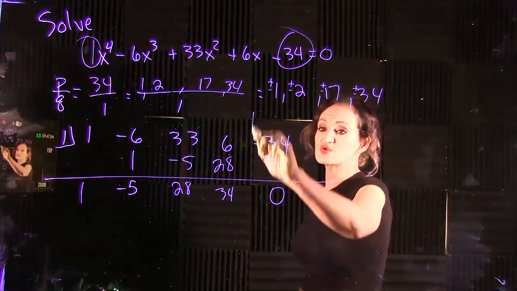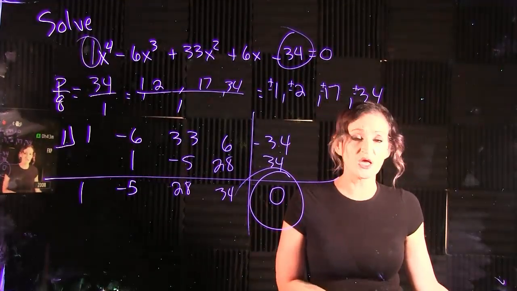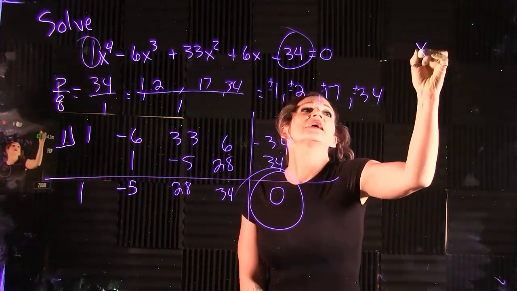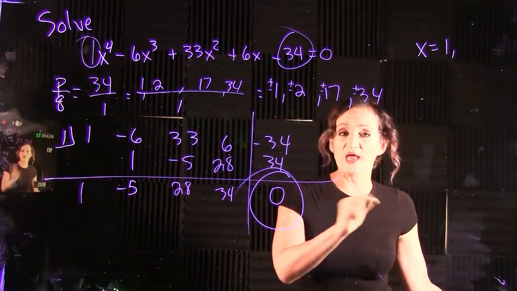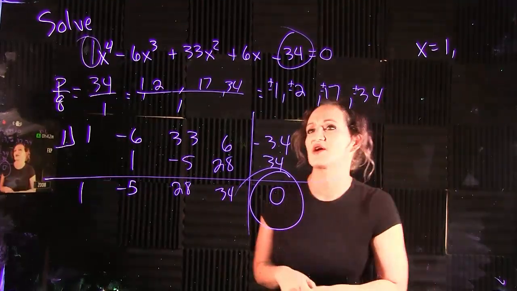That is what you're looking for. You want a 0 in this bottom right-hand position. As long as you get a 0 there, it means the number that you tested is a solution. So we do know that x is equal to 1. Only 3 more answers to find after this point here.